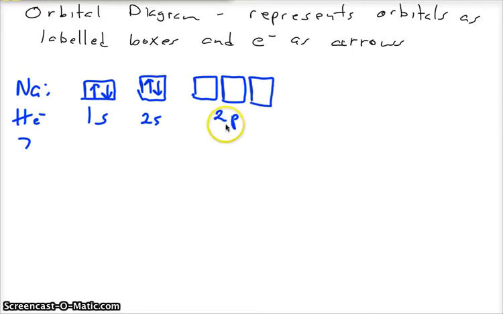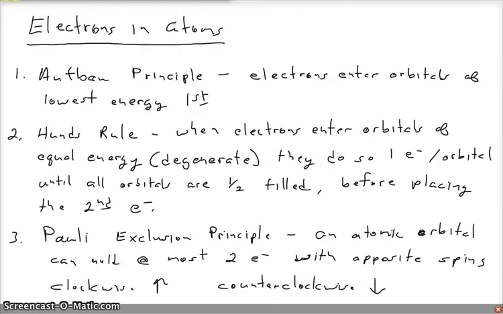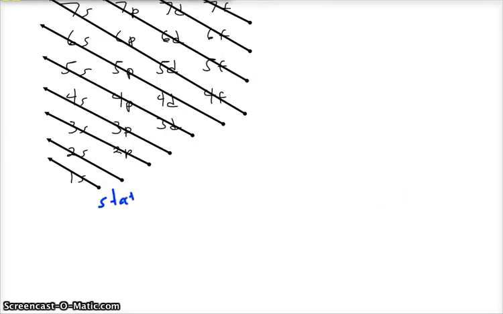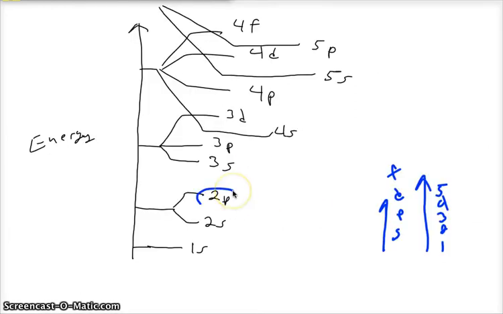Now, this is where Hund's rule comes into play. Hund's rule says, when electrons enter orbitals of equal energy, they do so 1 electron per orbital until all orbitals are half filled before placing the second electron in. Now, these 3 p orbitals are of equal energy because they're at the same energy level, if you will, in the energy diagram. So Hund's rule applies here.